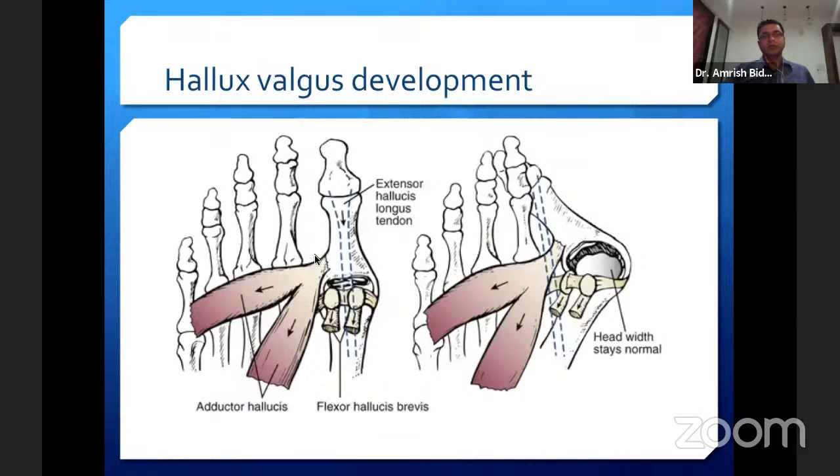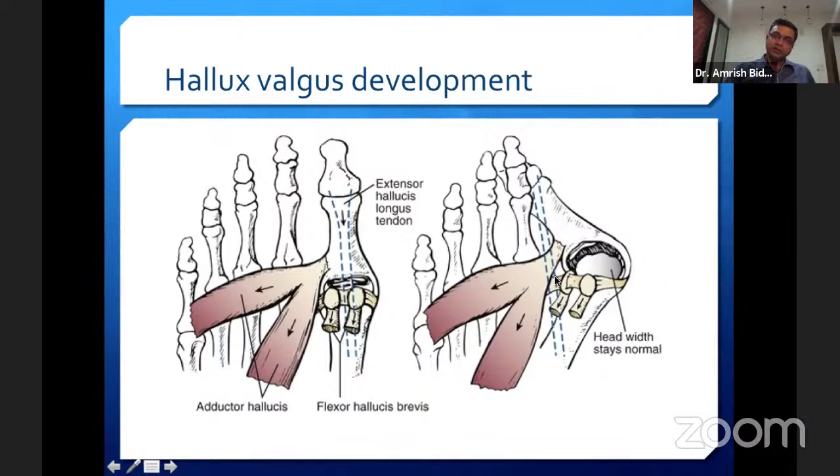So how does this develop? This strong adductor hallucis muscle, especially if you have some ligament weakening and loosening, as happens in rheumatoid arthritis, starts pulling the toe to the lateral side. This is again from the bottom. They've shown the extensor hallucis tendon as a dotted structure on the top. When this starts happening, the extensor hallucis tendon starts shifting to the lateral side of the axis of this metatarsophalangeal joint. And once that happens, whenever it pulls in this direction, this deformity gets accentuated.